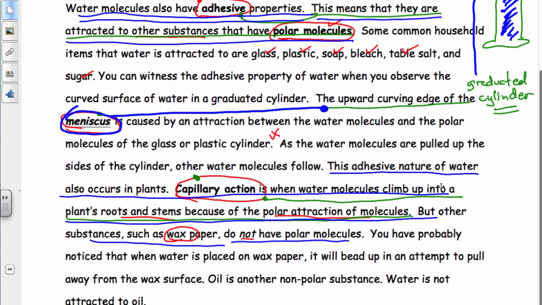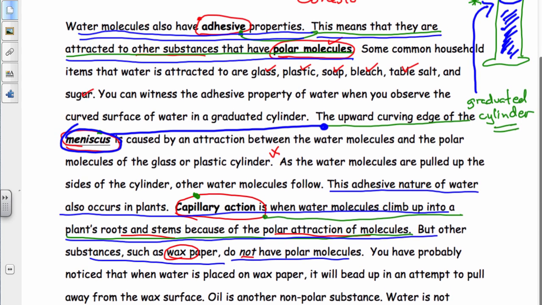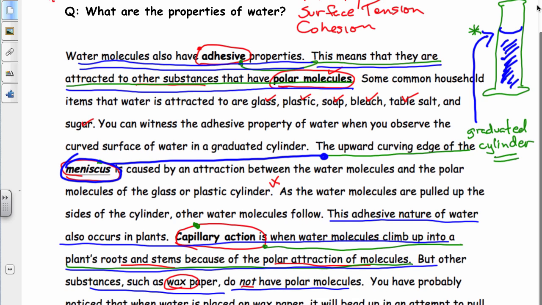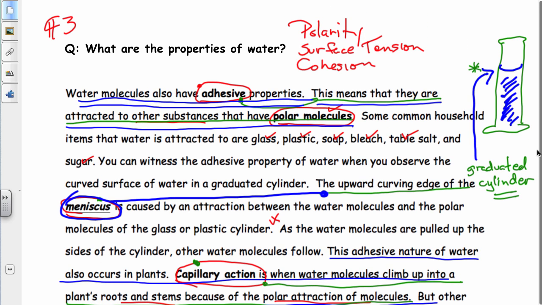So please, there's a lot going on in this paragraph. It was a huge paragraph. Make sure that you have the sketches on the back of your readings. Make sure you have your reading marked correctly so that we have all of the margin notes available, and you have an understanding of adhesion and how polar molecules cause water to want to stick to other substances.